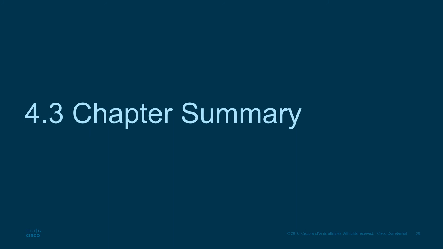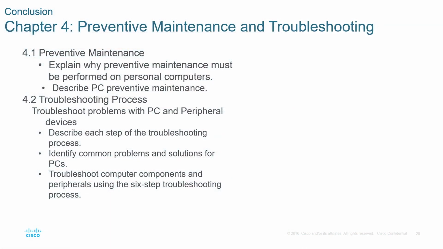Awesome. Chapter summary. In this chapter, we talked about preventive maintenance. We explained why it is important and why it must be performed. We described the PC preventive maintenance techniques. We described the troubleshooting process. We identified the common problems and solutions for PCs. We troubleshot computer components. We talked about the common problems and the common solutions. And we also used the 6-step troubleshooting process.